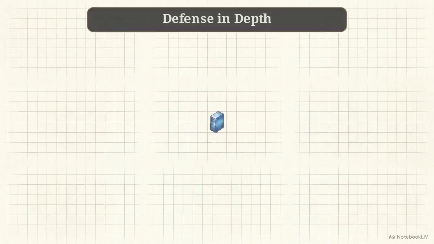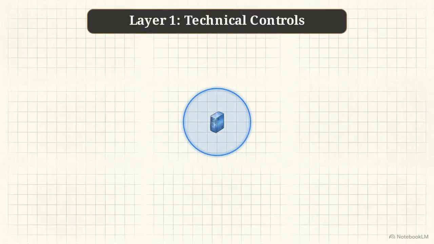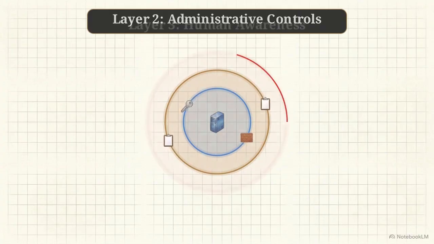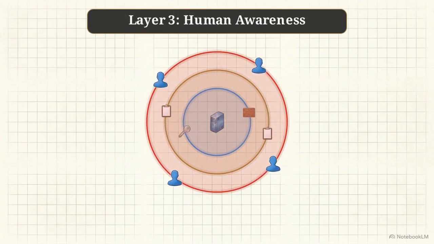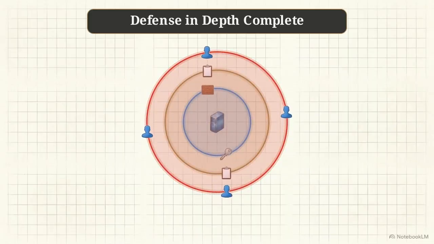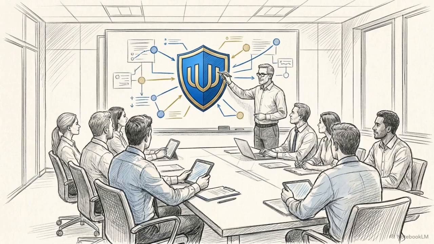We start at the inner core, technical controls. This baseline deploys firewalls, antivirus, and encryption. But technology requires governance. The second ring locks in administrative controls. These dictate security policies and access procedures. The final outermost shield completes the architecture, human awareness. Continuous training ensures employees maintain password hygiene, closing psychological vulnerabilities.